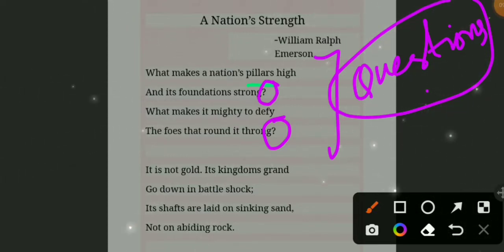Okay, how do you make people interesting? How do you make them convince what you are going to say? आप कैसे कन्विंस करोगे रीडर्स को? दिस इज द वे, वन वे ऑफ कन्विंसिंग द people. Okay, this is the language style. Now see, poet is asking questions कि कौन सी चीज़ एक कौम के पिलर को हाई करती हैं, कौन सी चीज़ के फाउंडेशंस को मजबूत बनाती हैं, कौन सी चीज़ इसको डिफेंड करवाती हैं when the enemies surround the country.